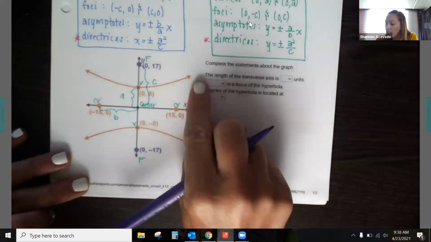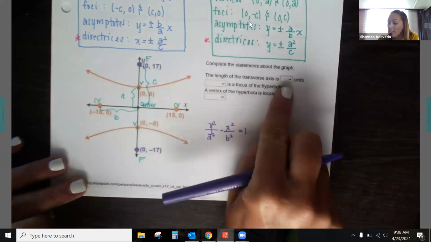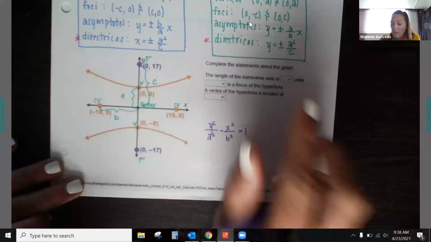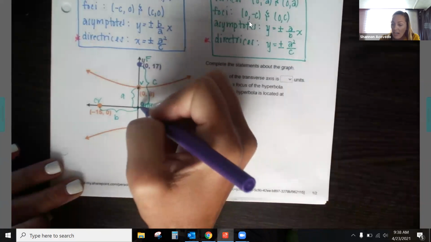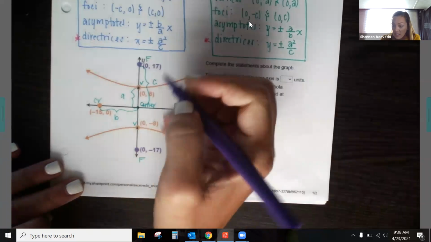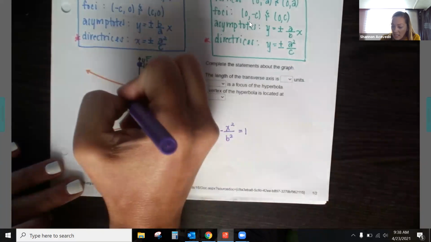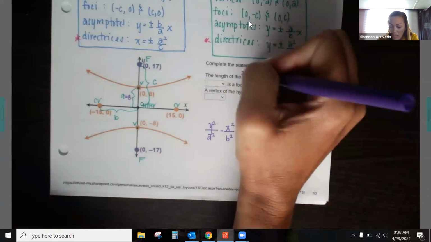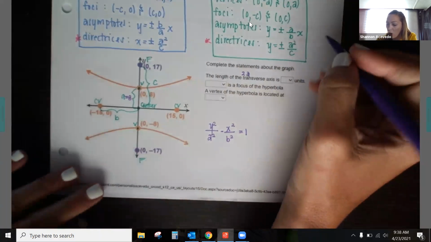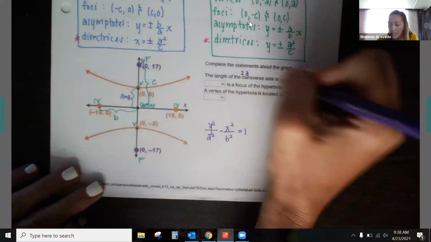So what is it asking? It says the length of the transverse axis is how many units? Transverse axis goes from vertex to vertex. So this is a distance of a, and in this case, a is 8. My center is at the origin, so a is equal to 8. So my transverse axis, remember it's 2a, is going to be 2 times 8, which is 16.